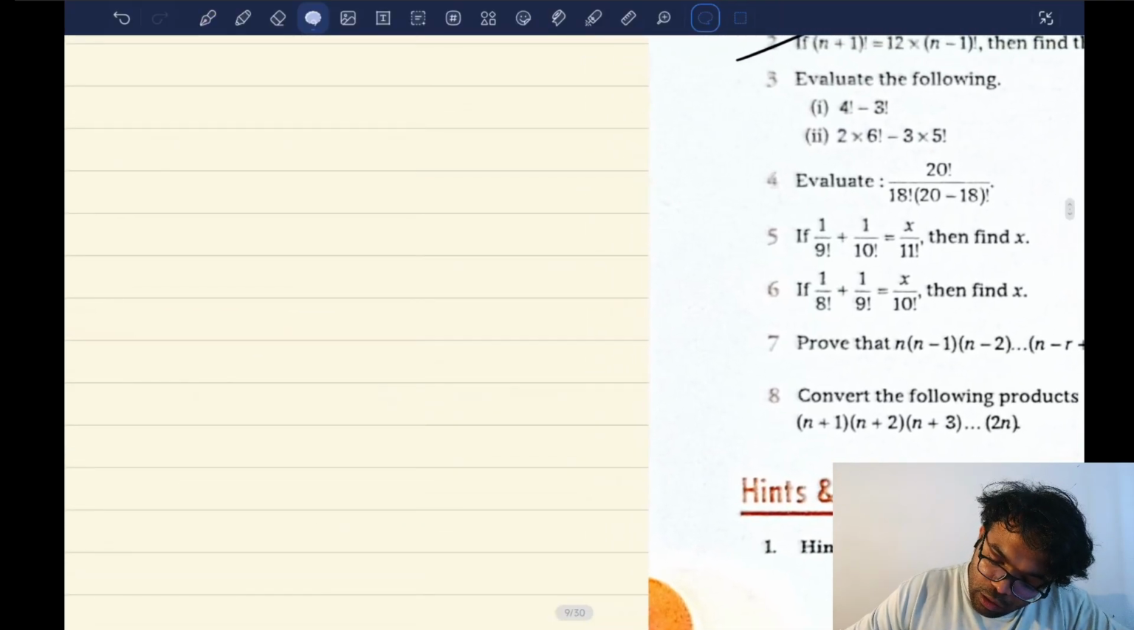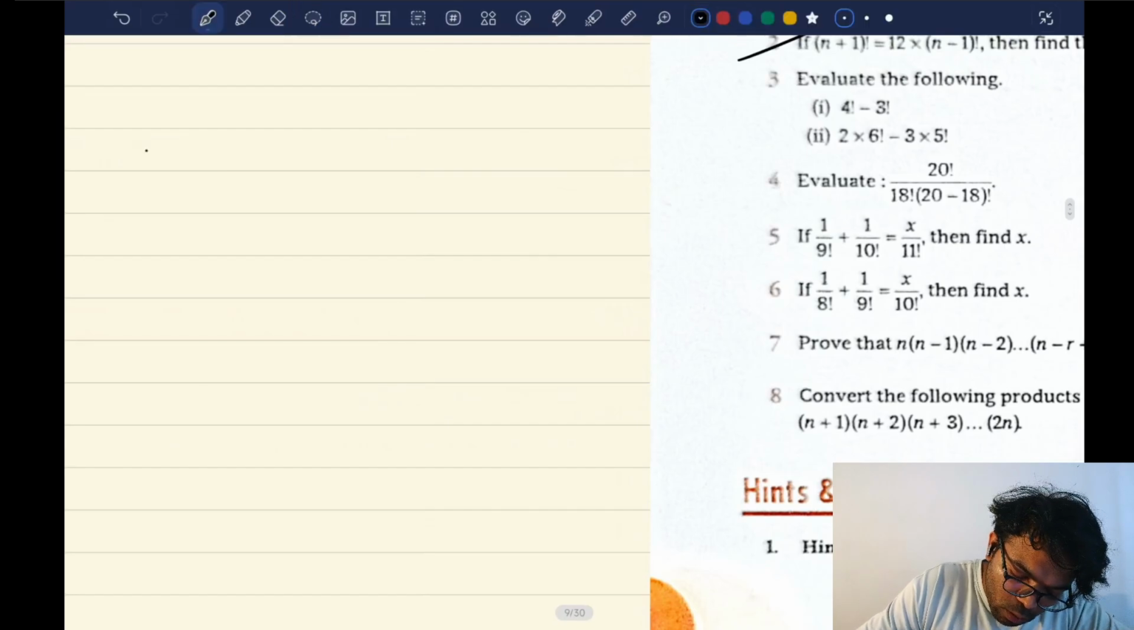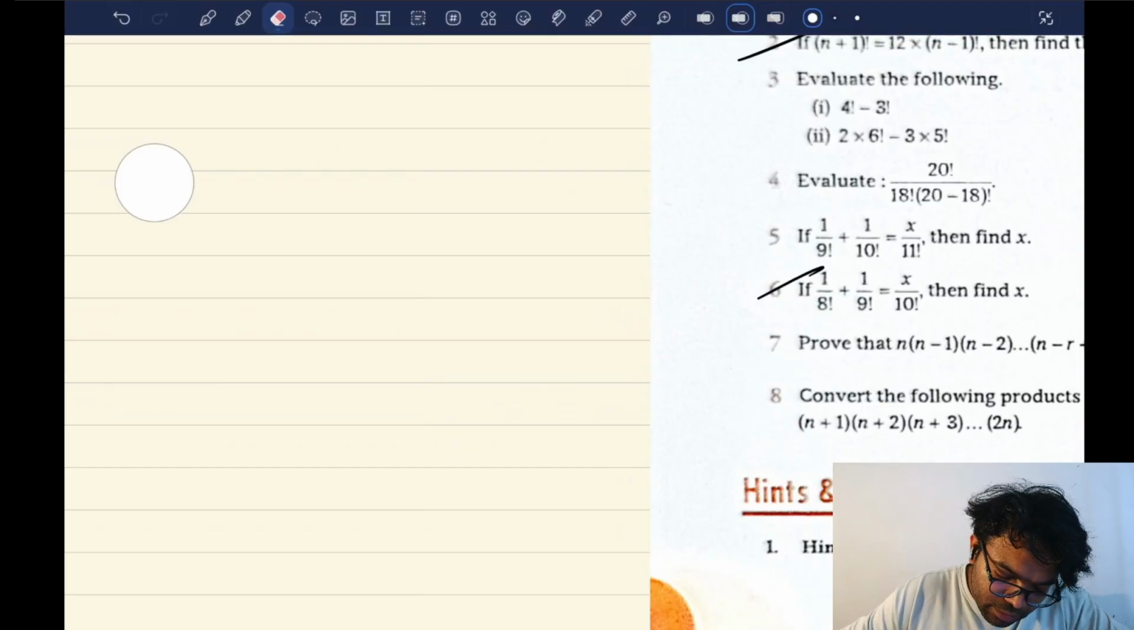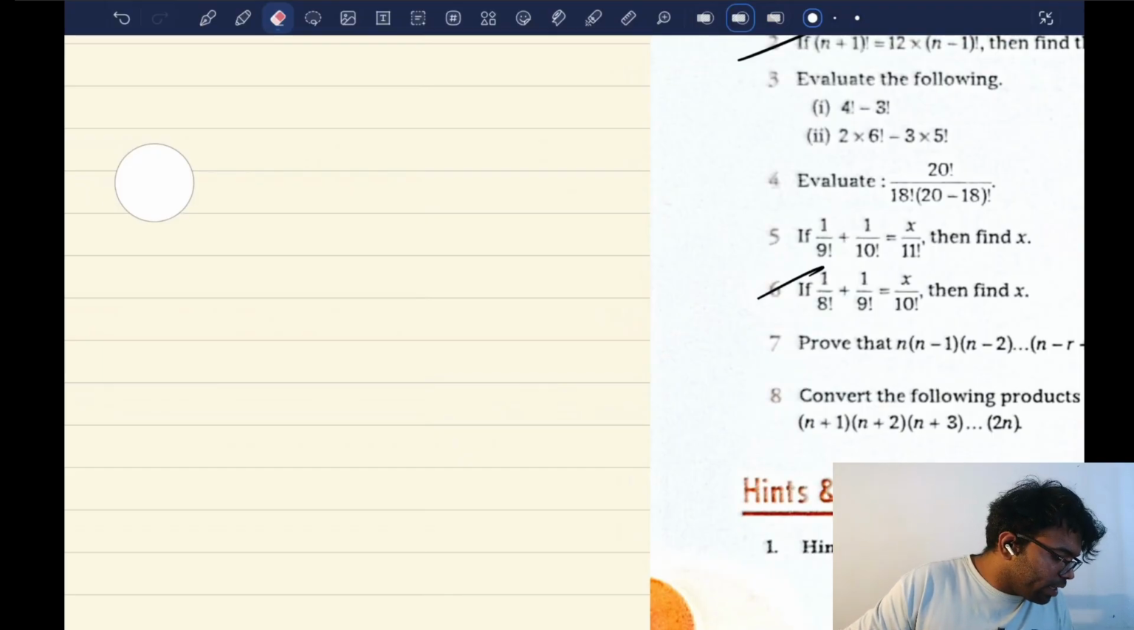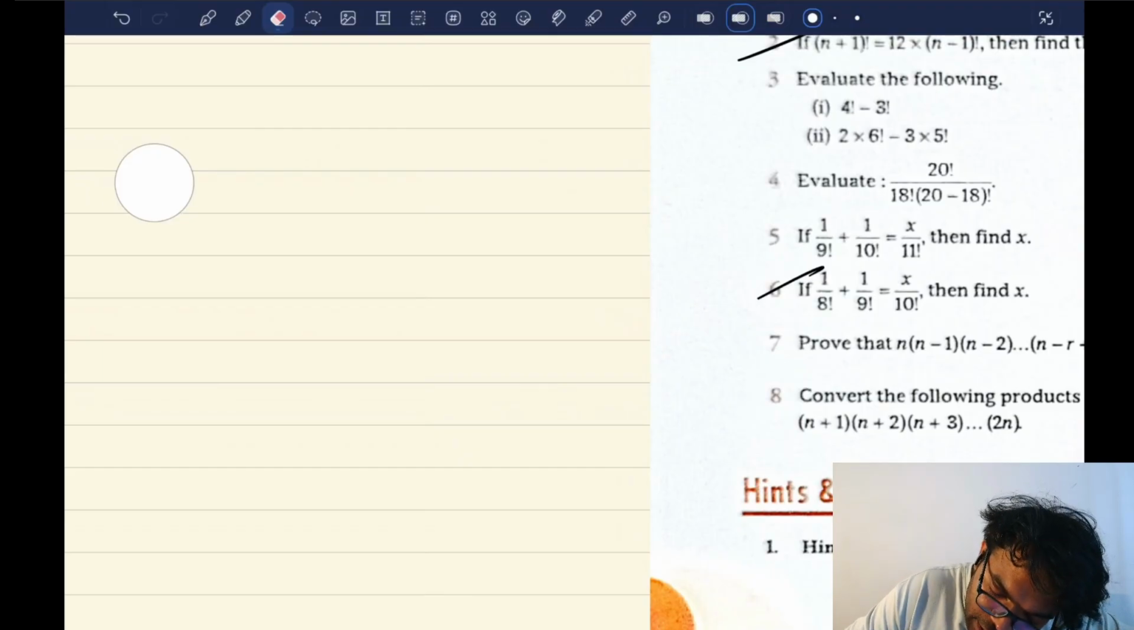Okay. You have 1 upon 8 factorial. Question number 6, you do it yourself. This is just a repeat. You do it yourself. You will get 100. Very good. Answer is equal to 100.